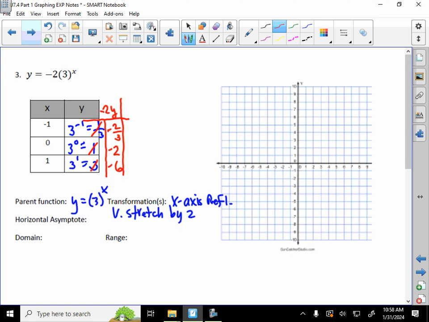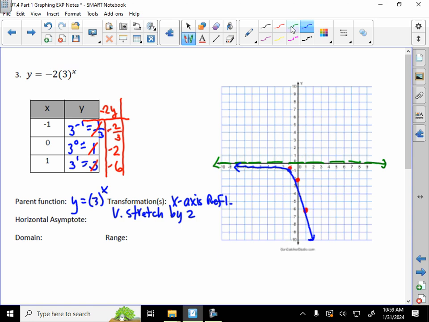So let's go ahead and plot these points. So negative 1, and then negative 2/3. 0, negative 2. And then 1, negative 6. Right, again, we have this horizontal asymptote. It's our boundary line. It's going to occur on the x-axis for now. And so we can see with these 3 points, again, you can do more points. You could put in negative 2, positive 2, but this is the shape of this graph. All right, so remember it got flipped over the x-axis, so that's why it's pointing down instead of pointing up.